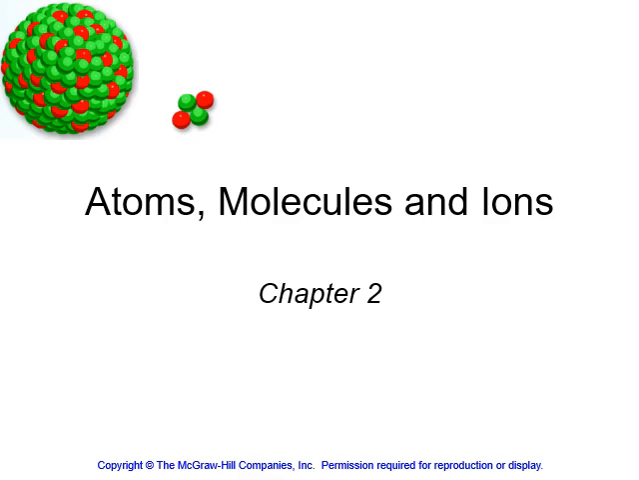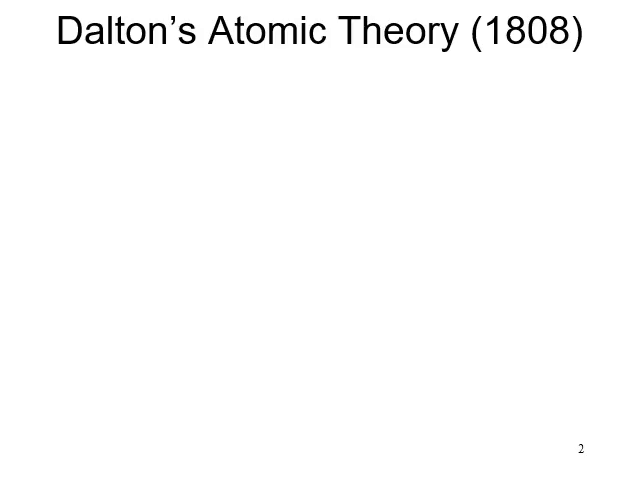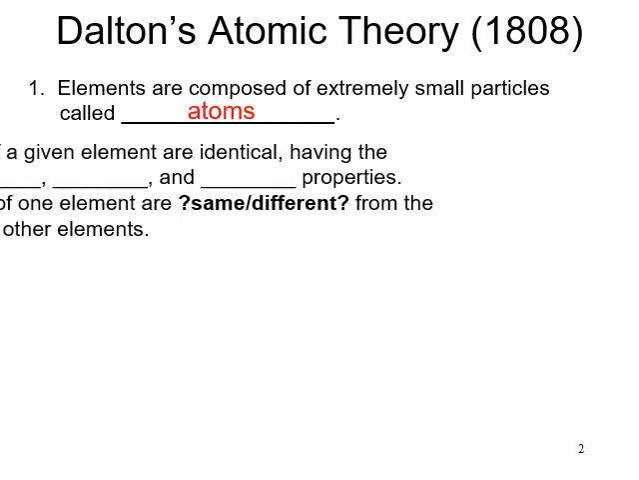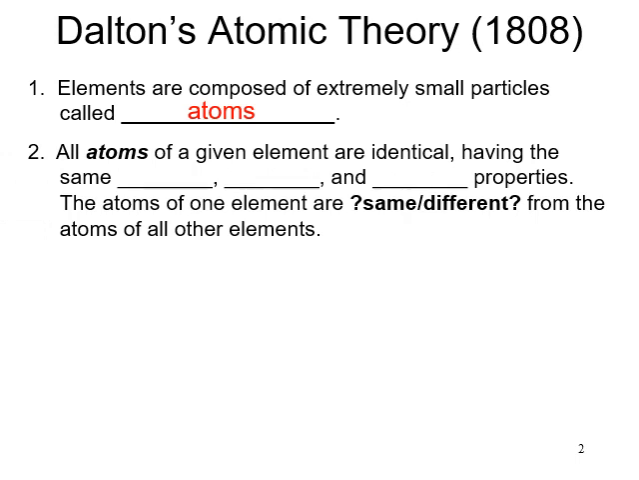So chapter 2 is about atoms, molecules, and ions. We talked a little bit about Dalton's atomic theory, and the idea was that matter was made of teeny tiny atoms that were no longer divisible at a certain point. Dalton's atomic theory said that elements were composed of these tiny little things called atoms, and that all atoms of a given element have the same size, mass, and chemical properties, and atoms of one element are different from the atoms of all other elements.